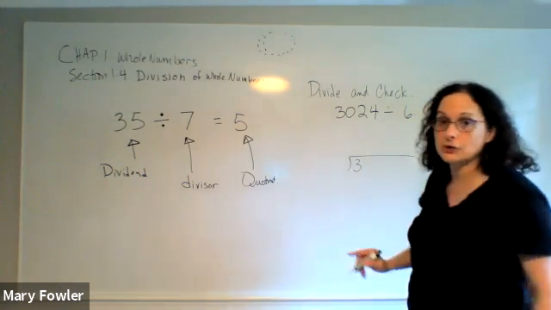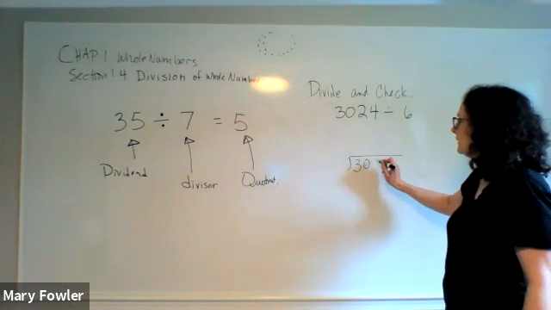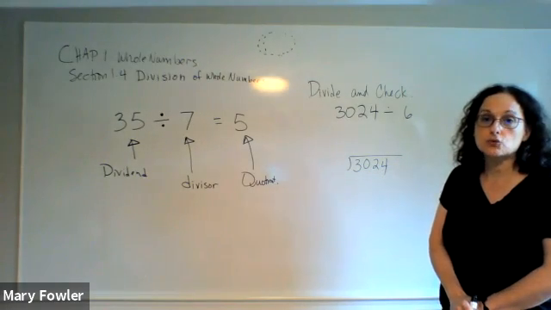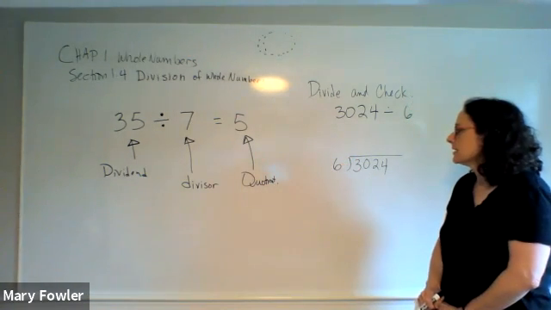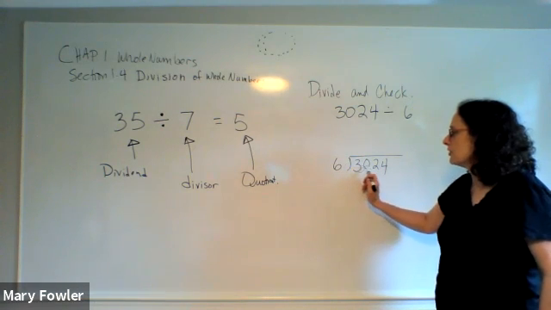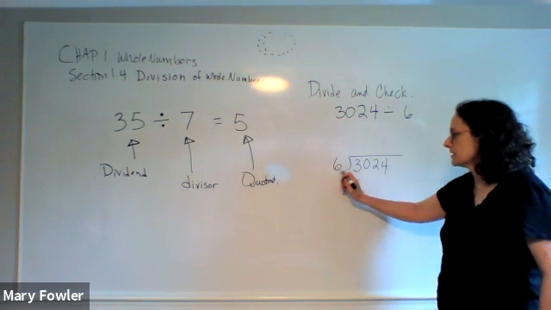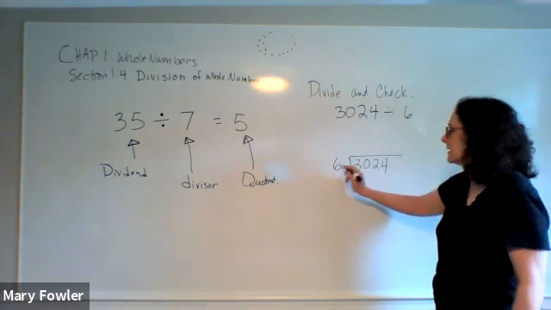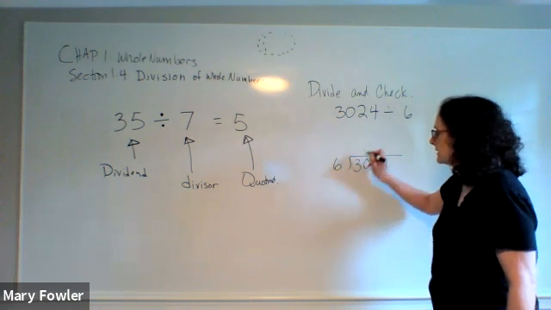We draw this little division box, and on the inside, we write the dividend, 3024, and we're going to divide by 6. The 6 goes on the outside. So we're going to continue to ask the question, does 6 go into? Does 6 go into 3? No. Does 6 go into 30? Yes. 30 divided by 6 is 5.